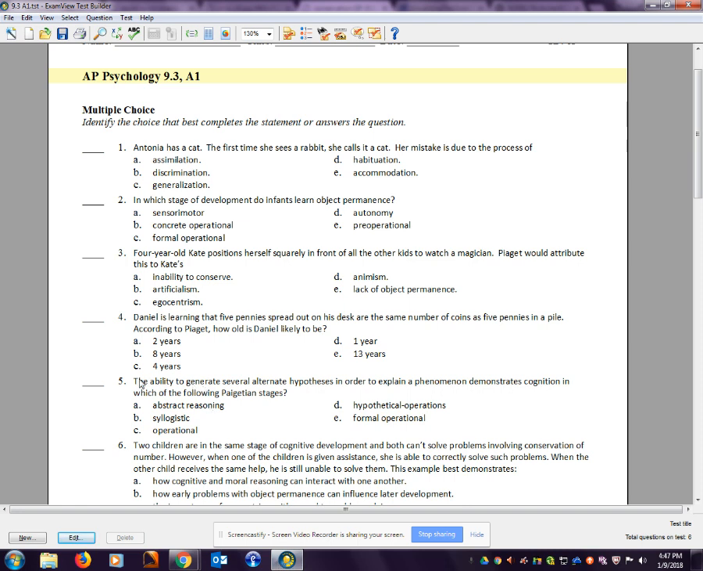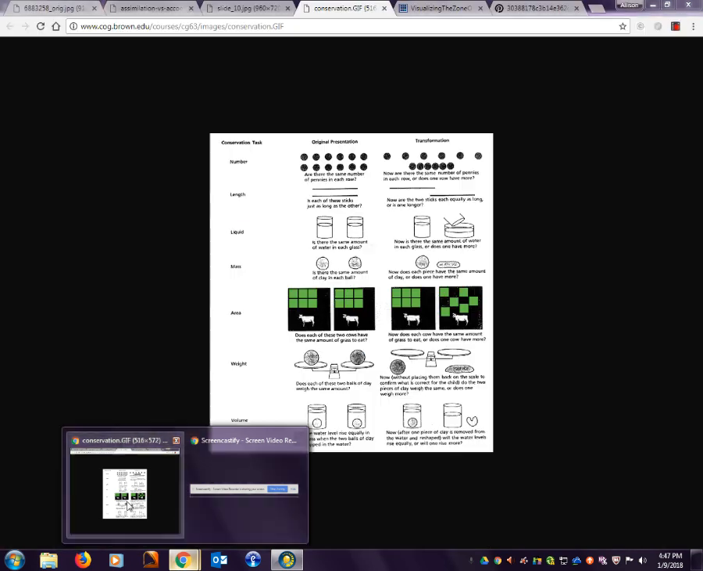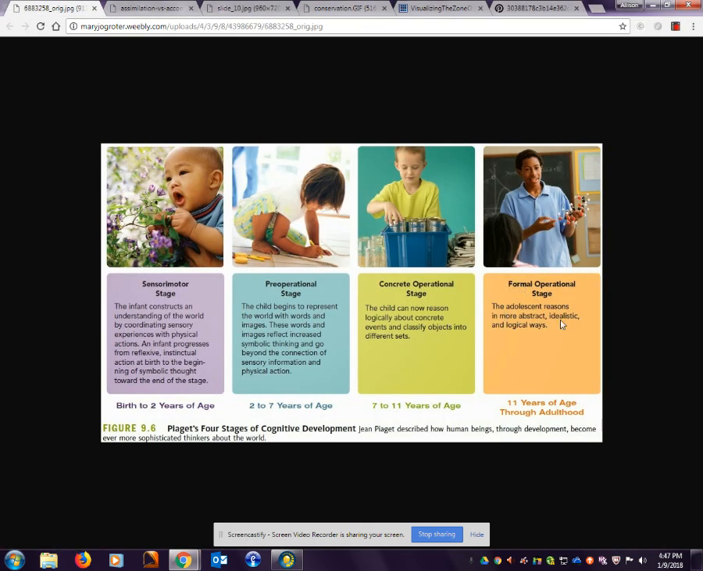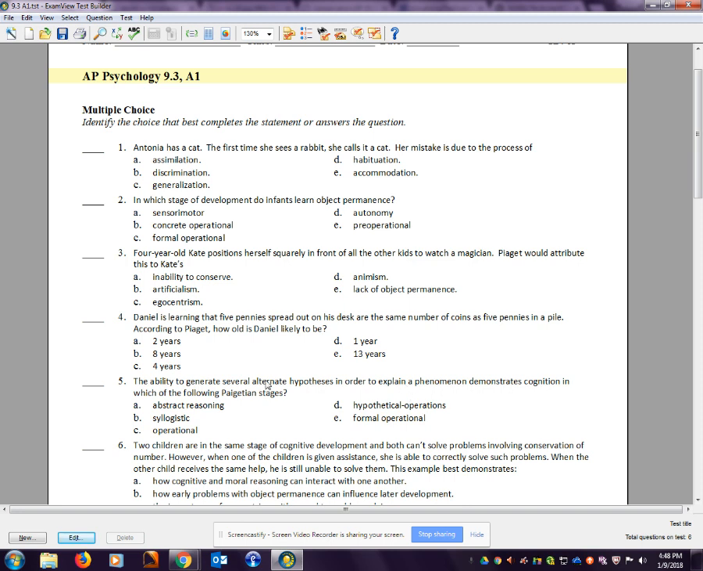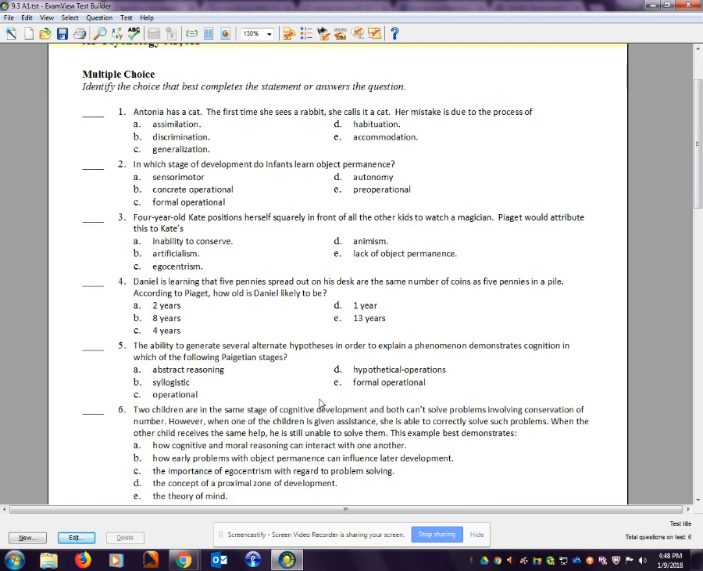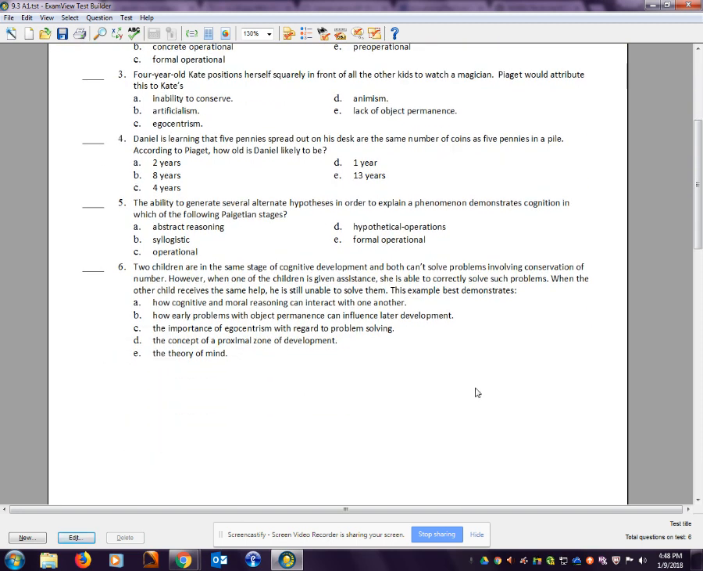All right. Number 5, the ability to generate several alternate hypotheses in order to explain a phenomenon demonstrates cognition in which of the following Piagetian stages? This one next will be formal operational. So let's go back to our original. This is our last stage. You're 11 years and up. You can be abstract, idealistic, and logical. So again, alternate hypotheses. You can do multiple different types of thinking. You can think of multiple different types of answers. You can be divergent in your thinking.